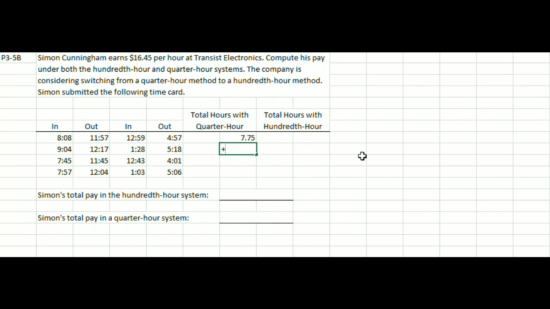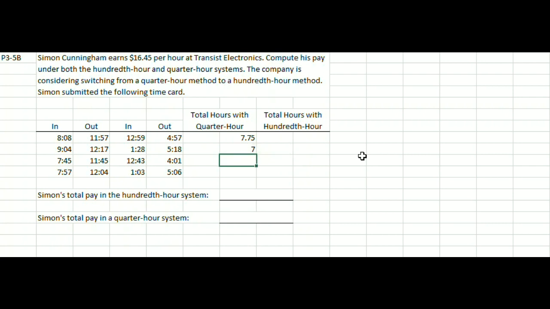On the second day, he left for the day at 5:18 p.m. 18 is closer to 15 than it is to 30, so that is 17.25. He came back from lunch at 1:28 p.m. 28 is closer to 30 than it is to 15, so that will be 13.5. He left for lunch at 12:17. 17 is closer to 15 than it is to 30, so that will be 12.25. And he came in for the day at 9:04 a.m. And 4 is closer to 0 than it is to 15, so we will have no minutes in that calculation, giving total number of hours for the day as 7.